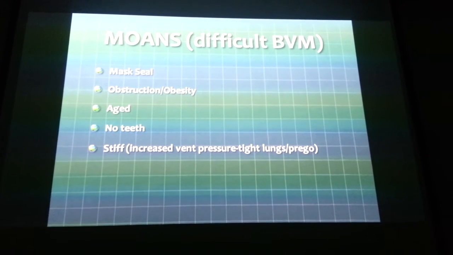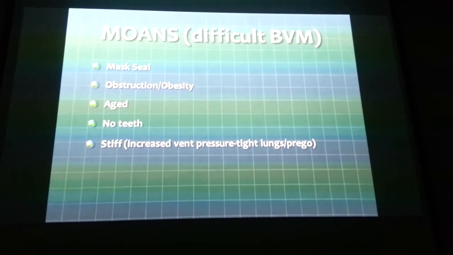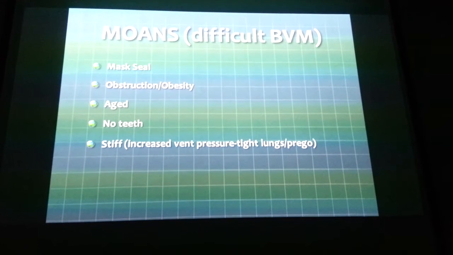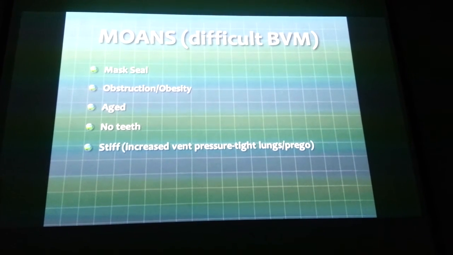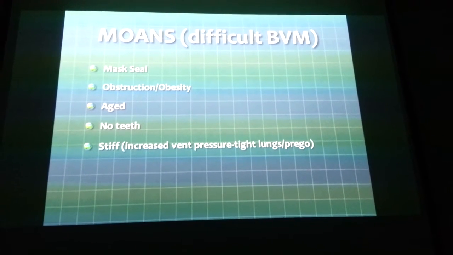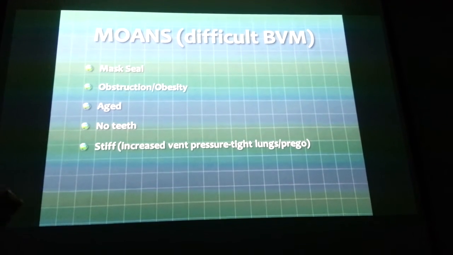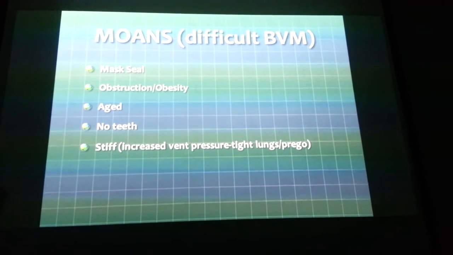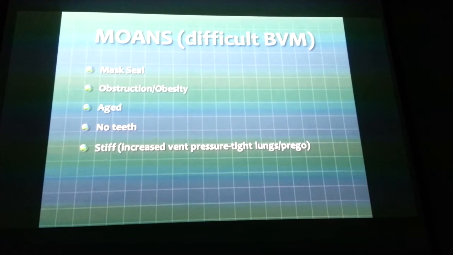MOANS, difficult bag valve mask. M, mask seal: does he have a beard? Is there some different anatomy due to genetics or whatnot? O, obstruction, obesity. A, aged. Is that skin not as luxurious and pleasantly sealing as it was when they were 25? N, no teeth. If they have false teeth in, leave those teeth in. That creates a platform to bag on. Take them out if you want to intubate, absolutely, that'd be great. If not, leave them in.